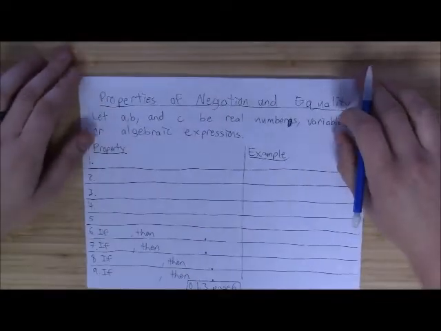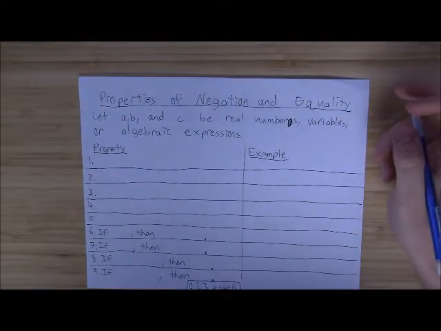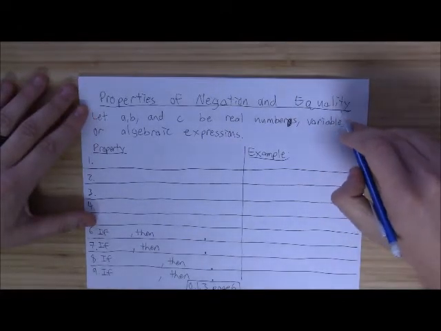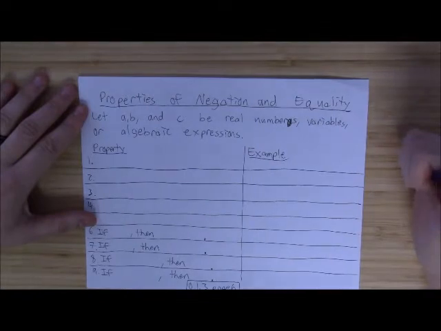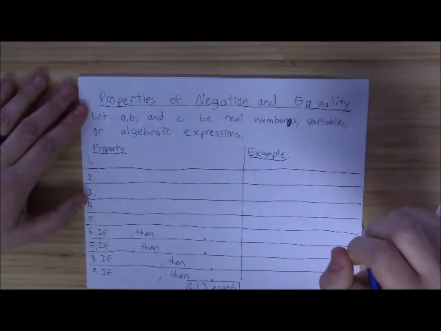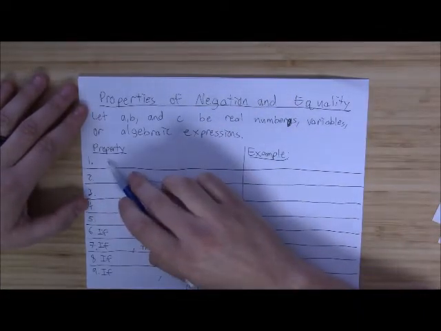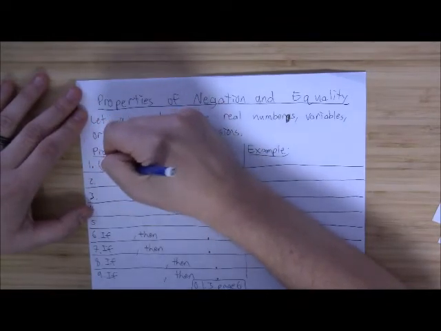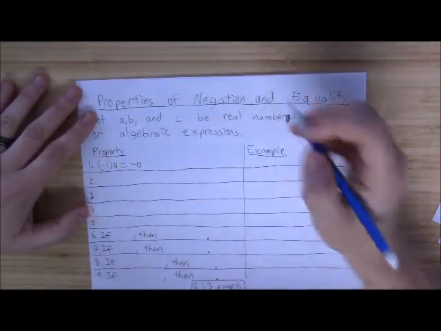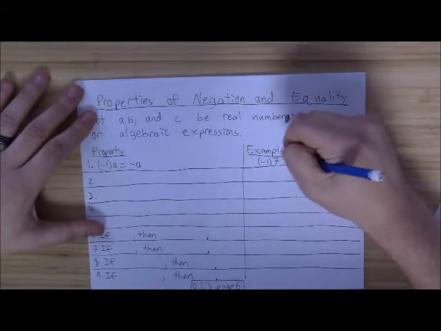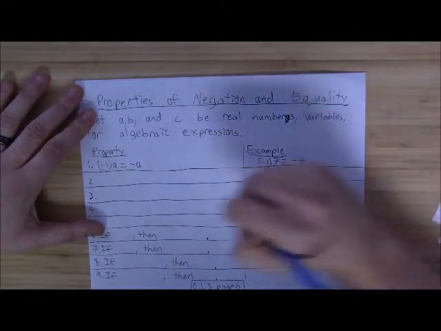All right, moving along, we also have several properties of negatives and the equal sign. So to start with, we're going to go ahead and let A, B, and C be real numbers, variables, or algebraic expressions. It doesn't matter what they are. All these properties still work. The first property we have is that negative 1 times A can be thought of as just negative A. An example of that is that negative 1 times 7 is just negative 7.